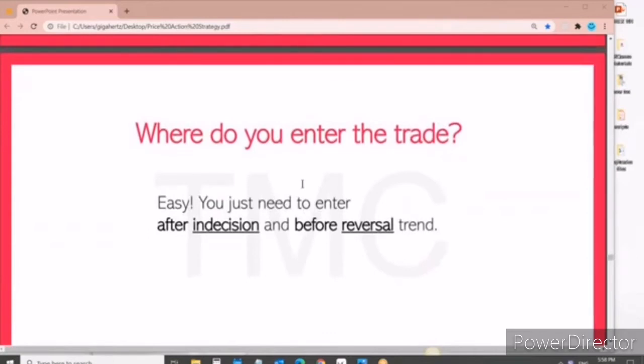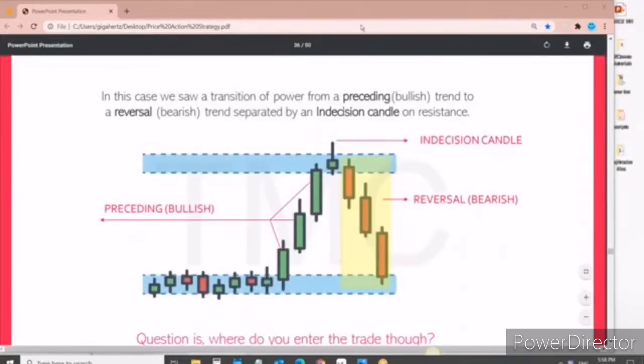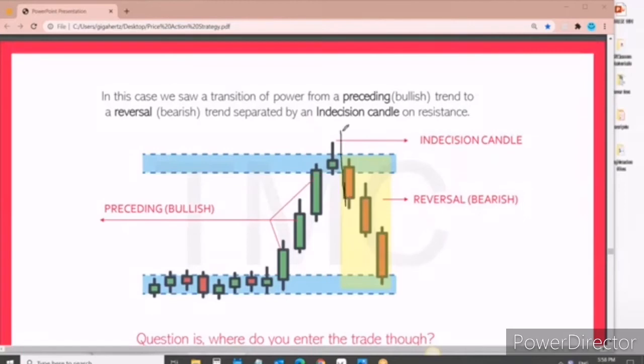Simple lang din naman. So easy, you just need to enter after indecision and before reversal trend. After indecision and before reversal trend. So sa gitna siya, no? Parang kumbaga dito ka papasok. Okay? So before daw before ng reversal. Before ng reversal, after ng indecision.